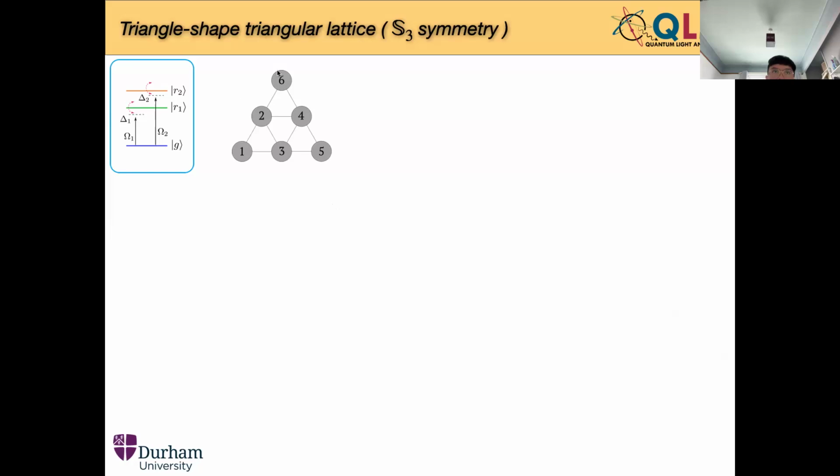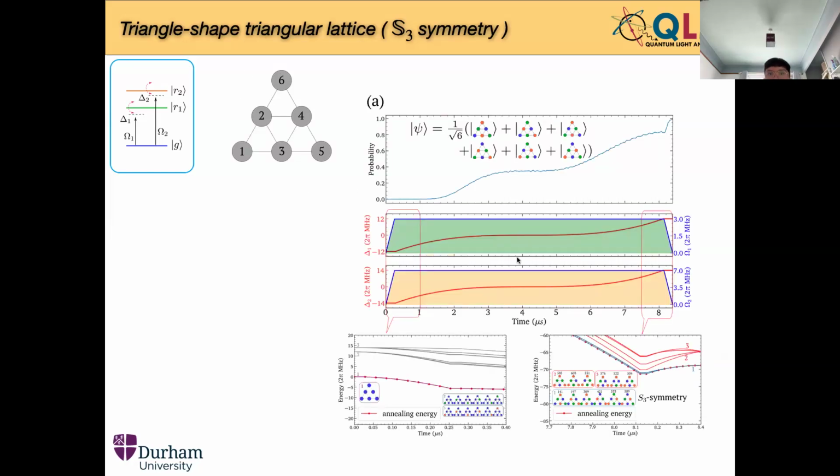Something interesting about solving this triangle shape: if we plot the instantaneous eigenenergy spectrum of the Hamiltonian as a function of time, we can see that, for example, these six degenerate graph solutions, if we plot their energy level lines, turn out to be almost the same energy level as the blue line here. You can see that at the end of the sweeping, this blue line energy combines all six degenerate states together, which is actually a consequence of the S3 symmetry they have.